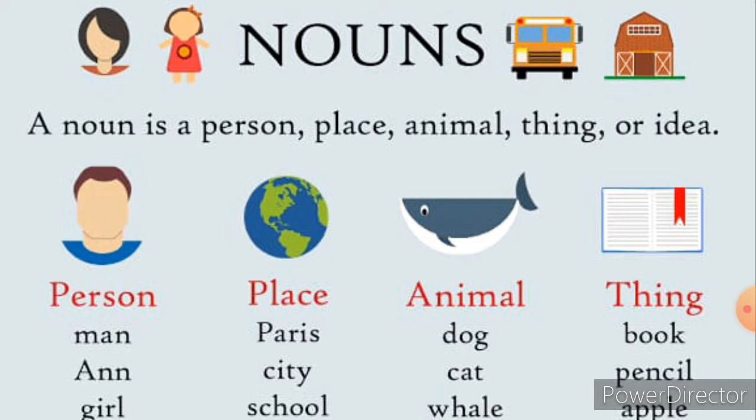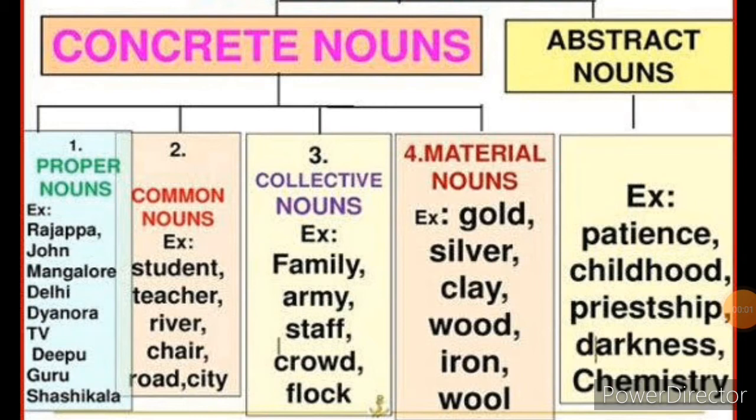Noun is a word that stands as the name of a person, place, animal, thing or idea. We can say in a short form as a naming word. And then kinds of noun. Look at this. What are the kinds of noun? Proper noun, common noun, collective noun, material noun and then abstract noun. These are known as kinds of noun.